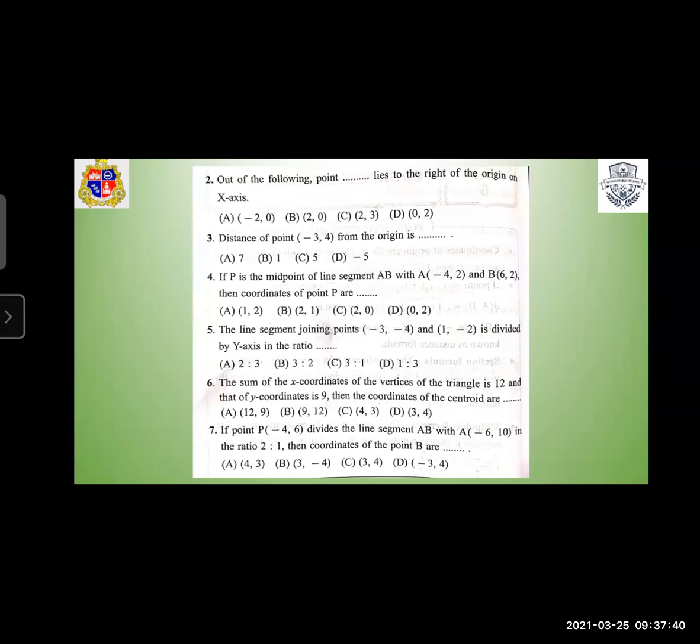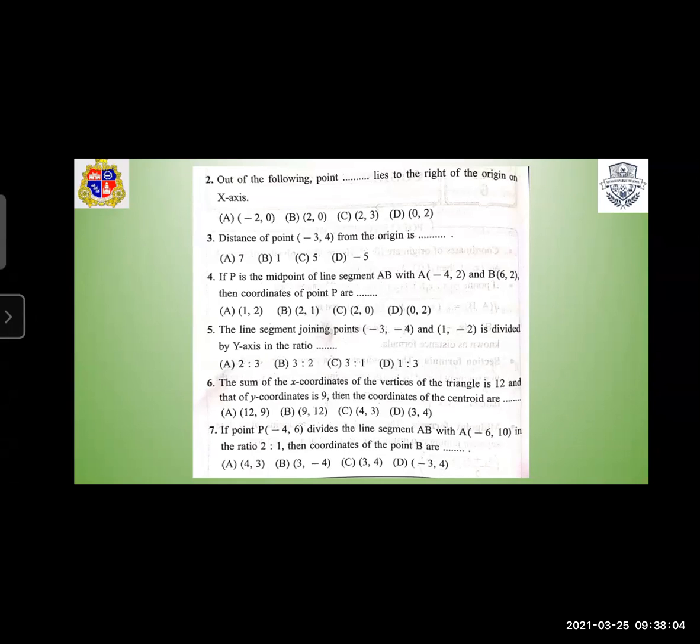P is the midpoint of AB, A is given, B is given. Then apply the midpoint formula here. Directly we find 6 minus 4 divided by 2, that is 2 divided by 2, that is 1. And 2 plus 2, 4, 4 divided by 2 is equal to 2. So our answer is 1, 2. A is the correct answer.